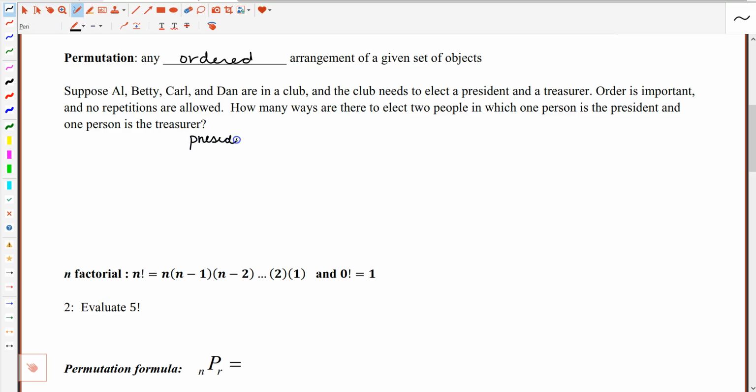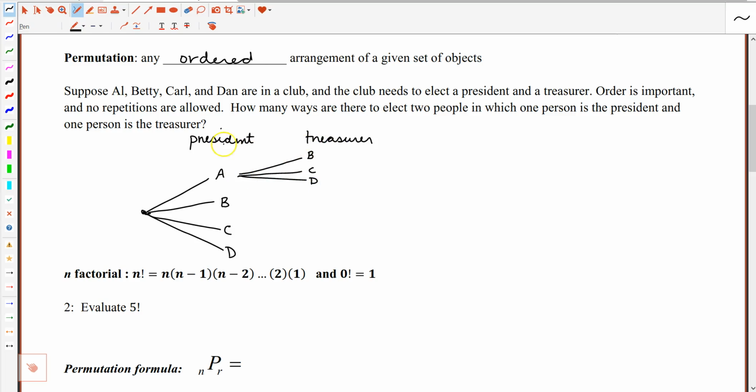I'm going to have the president and I'm going to have a treasurer. All right, so for the president, what could happen? It could be Al, Betty, Carl, or Dan. Any one of those four people could be president. Let's assume Al is the president. Then who could be the treasurer? Well, it could be Betty, Carl, or Dan, right? So Al can't be the treasurer at that point because he was elected the president, and then I would have three options here.